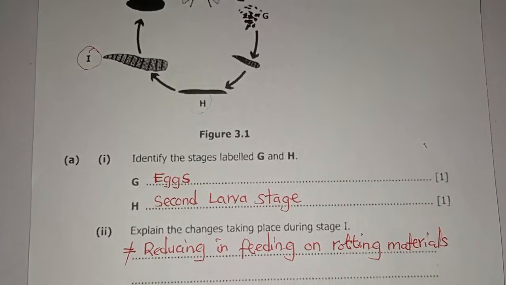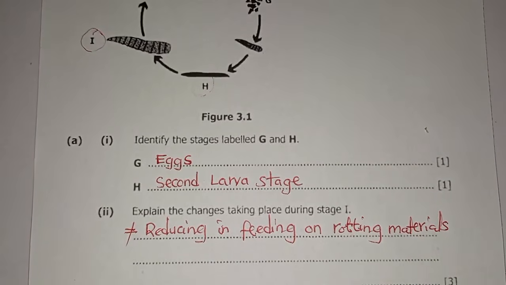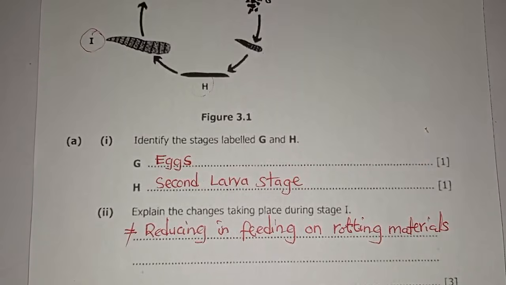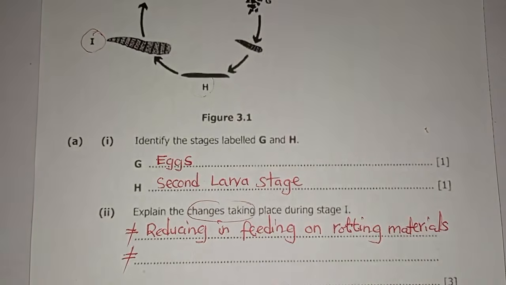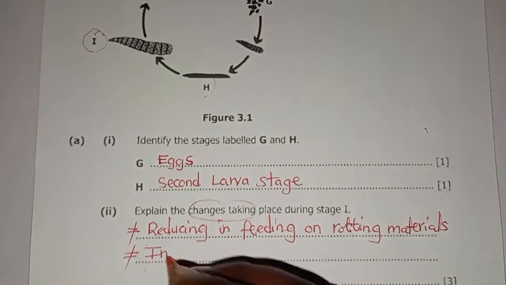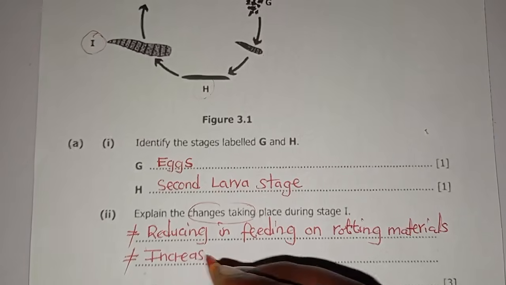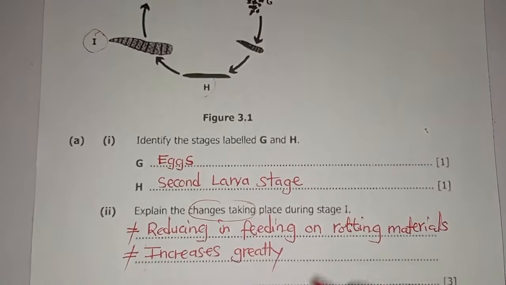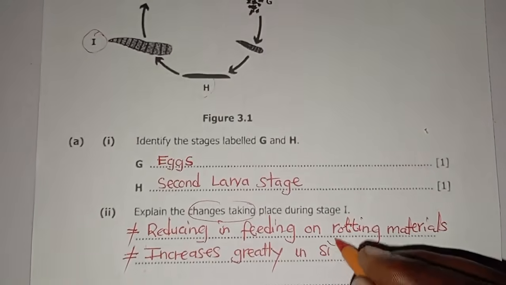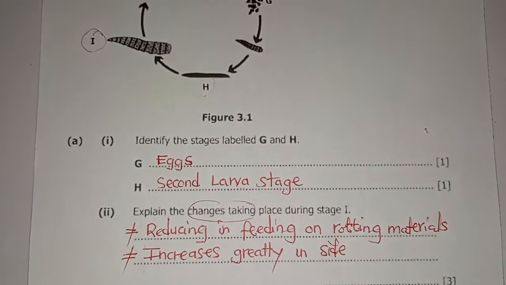So I've been telling you, in biology we don't only stick to the same answers. Like, okay, the sir has written this particular answer, so this is the only correct answer. No. Biology has complex answers as long as you know what you are talking about. If you are able to observe certain changes, somebody will say that it increases greatly in size. So I can put this as the answer.